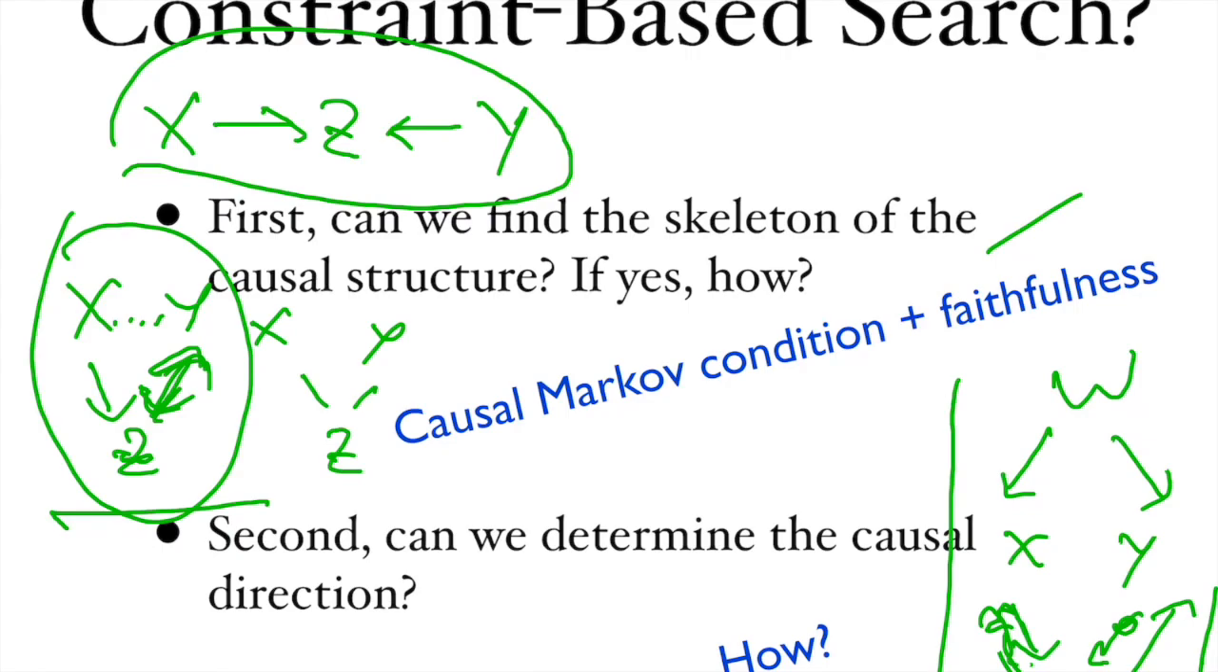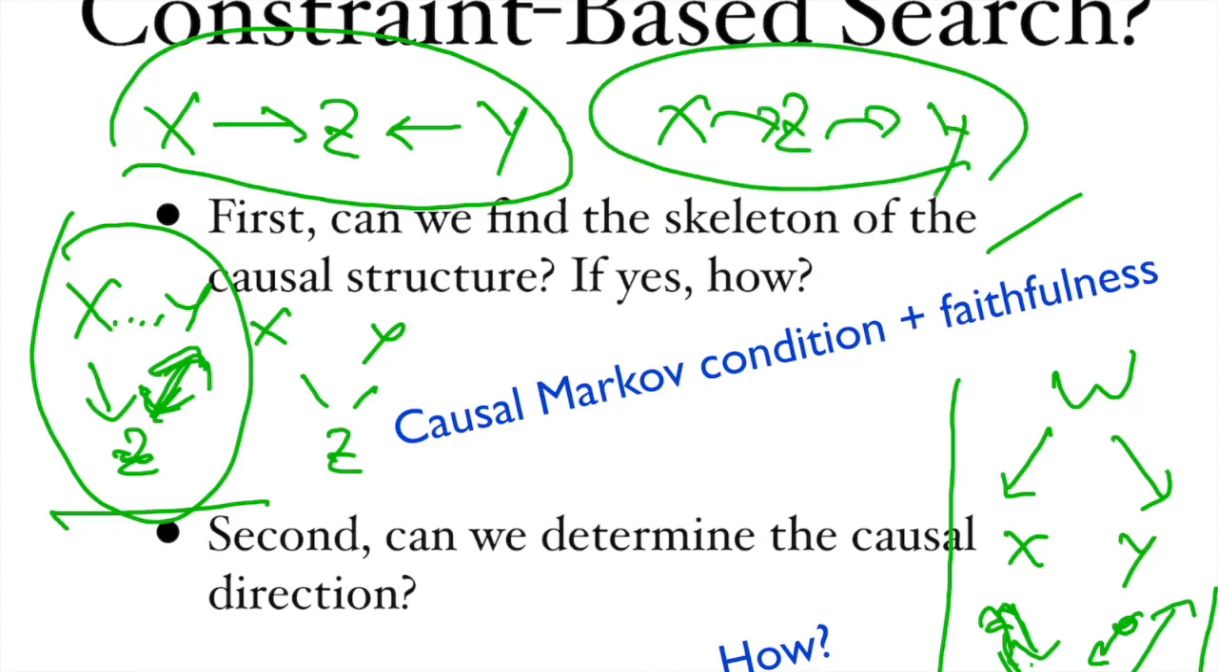For example, if the direction was X to Z to Y, and Z was observed, where all the variables I wrote down are observable, then we have a causal chain from X to Z and from Z to Y, and X and Y will be conditionally independent given Z. That means this is a causal direction that also works regarding the skeleton. You are talking about the skeleton, but now we are talking about the second step: after you find the skeleton, can you determine the direction of the causal edge?